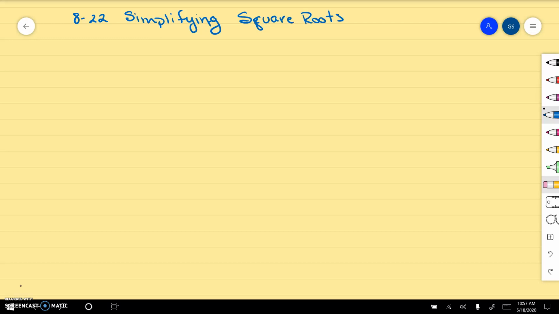Okay, so what does this mean? Well, we talked about perfect squares yesterday. So the square root of 36 equals 6, the square root of 16 equals 4, and the square root of 64 equals 8. So that's what we did yesterday. Those are all called perfect squares. 6 times 6 equals 36, 4 times 4 equals 16, and 8 times 8 equals 64.